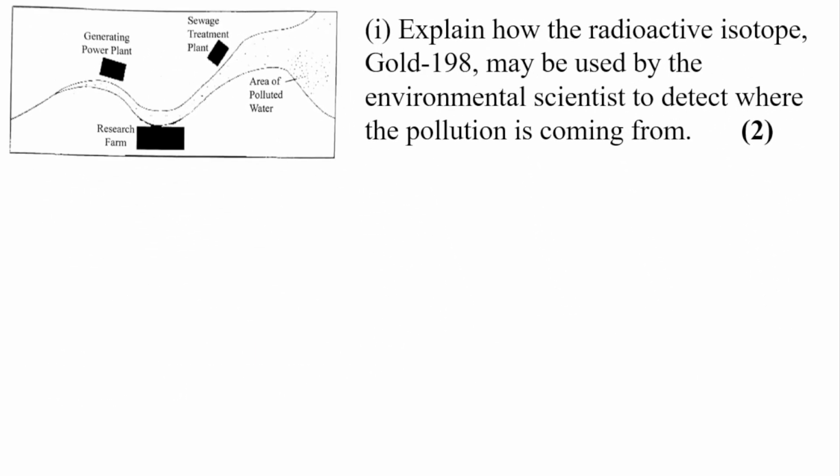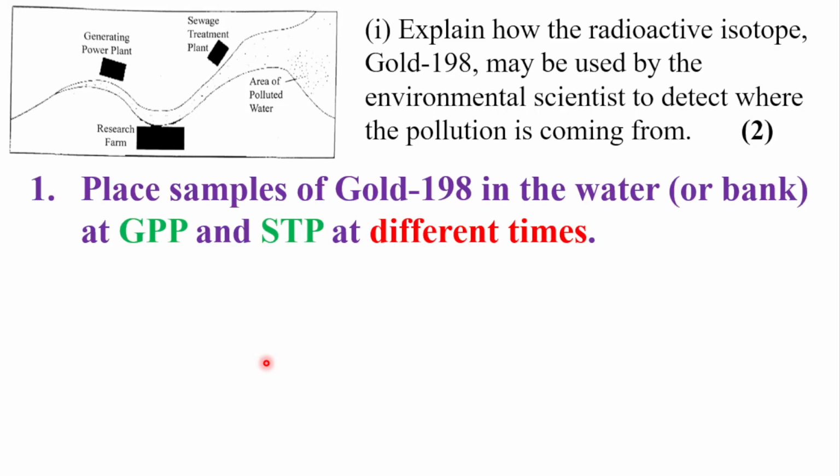So let's minimize the screen a little bit, get those out of the way. The first thing I would do is to place samples of gold 198 in the water or at the bank at the GPP. Please don't write GPP on the exam. I'm just representing generating power plant right here. And STP is sewage treatment plant, not standard temperature and pressure. Please write out the words, or put it in brackets. Don't do what I'm doing right here.